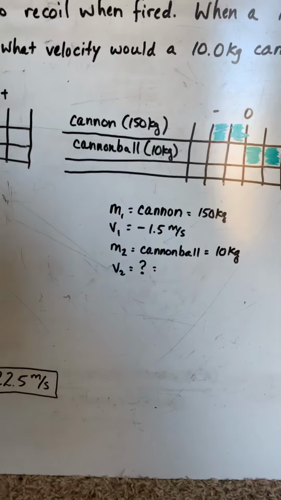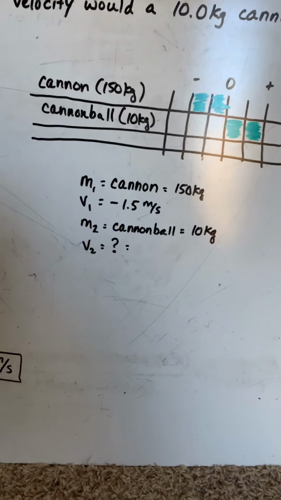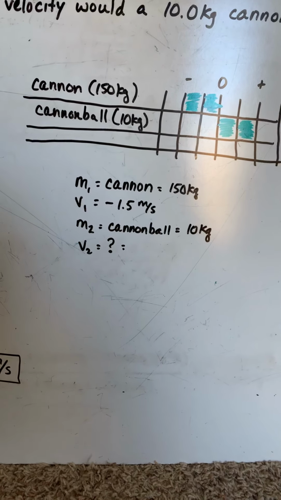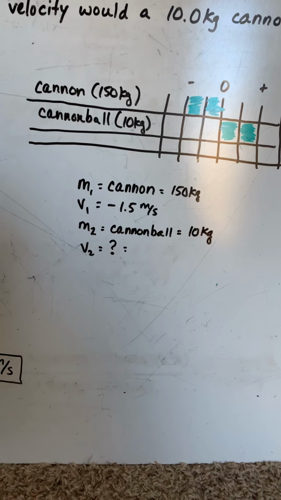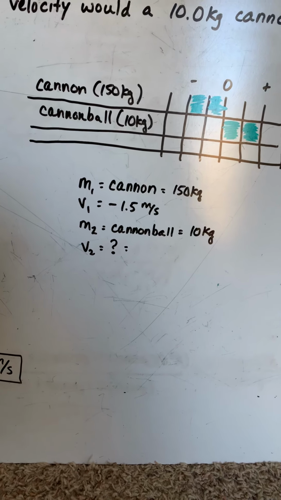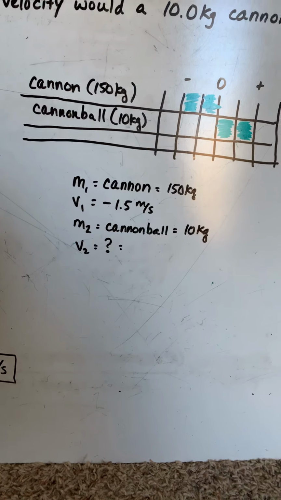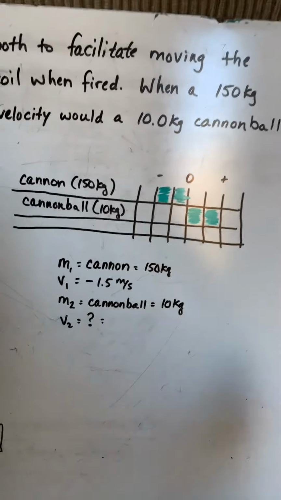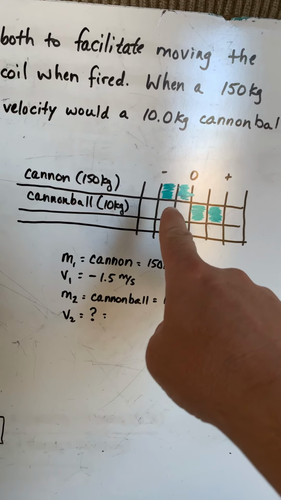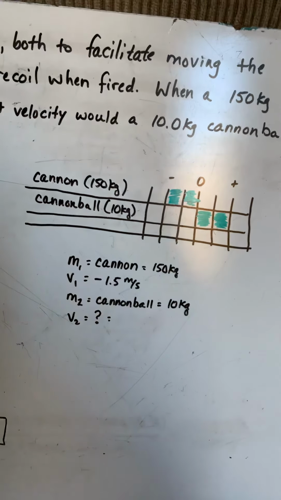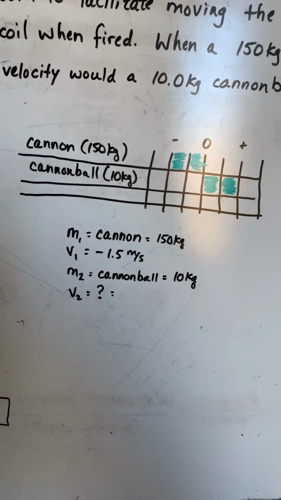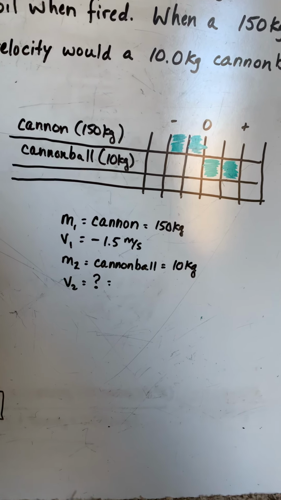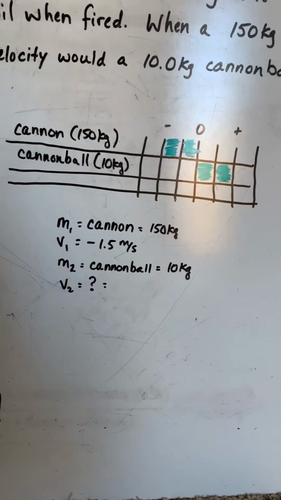So then I listed out my values. My first mass is that of the cannon, 150 kilograms. My first velocity, or my V1, would be the -1.5 meters per second. Again, that's the velocity of the cannon, and it's negative because it's recoiling. Recoiling means going backwards, so I'm thinking that is negative. My second mass is that of the cannonball, which is 10 kilograms, and we don't know its final velocity.